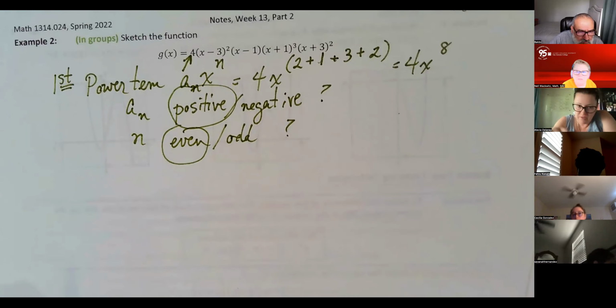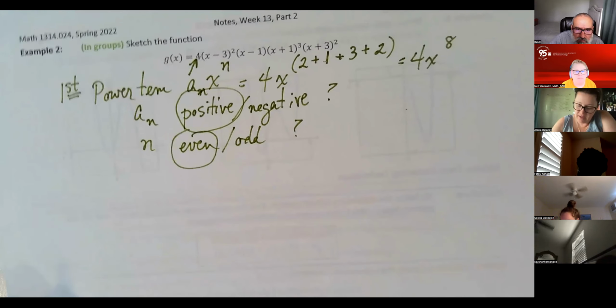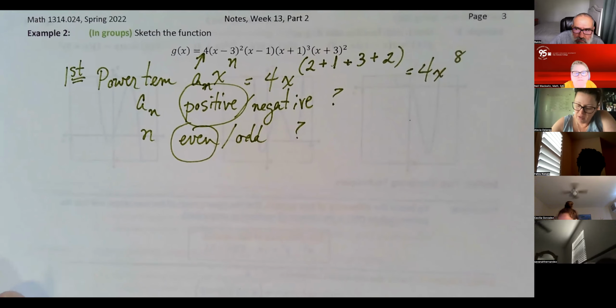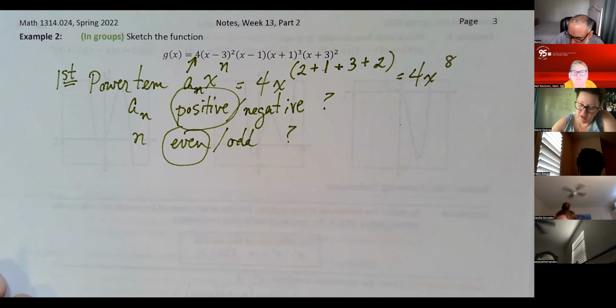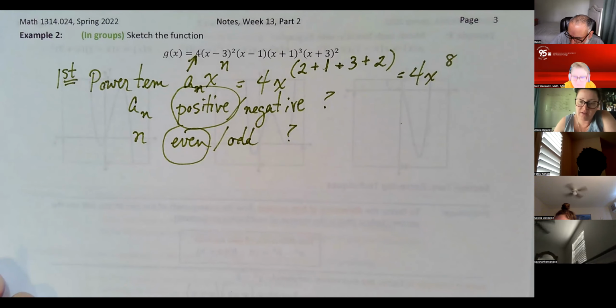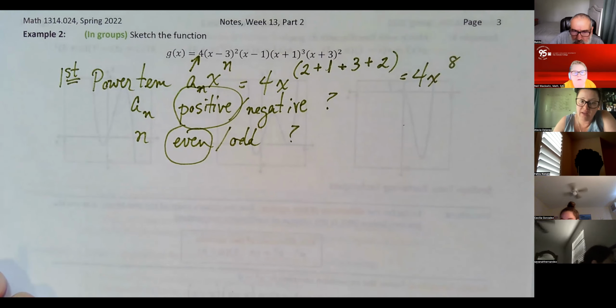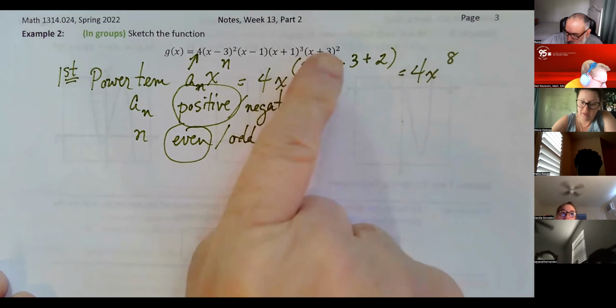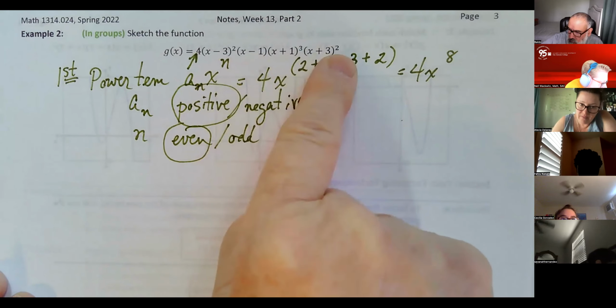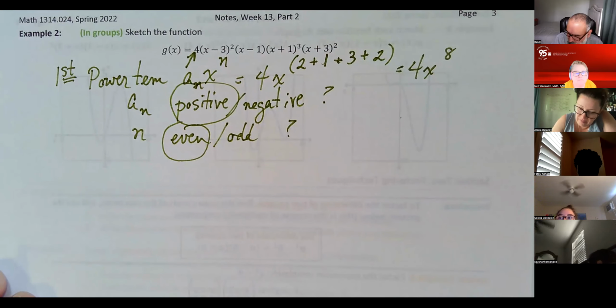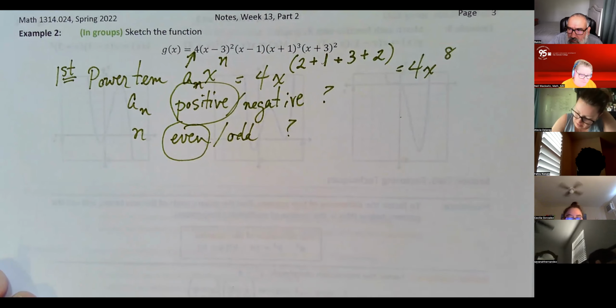I have a question, if you could go back, please. Sure. On the a sub n, you said it's positive, and that's based on the 4. Is that correct? That's right. And then the n is the 8. Yes. And that's just going to be 2 plus 1 plus 3 plus 2. Thank you. You're welcome.